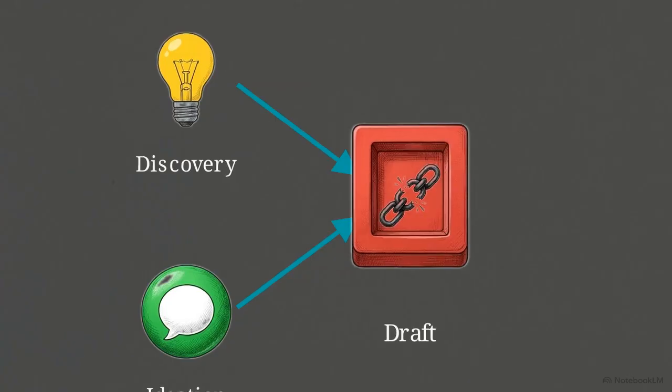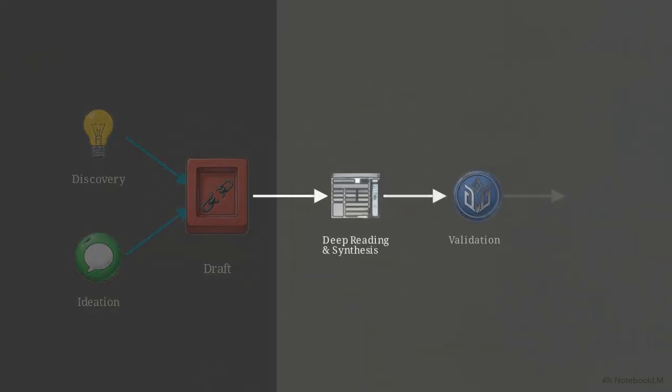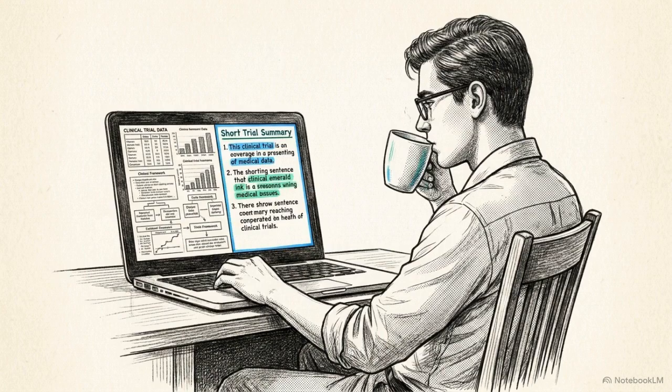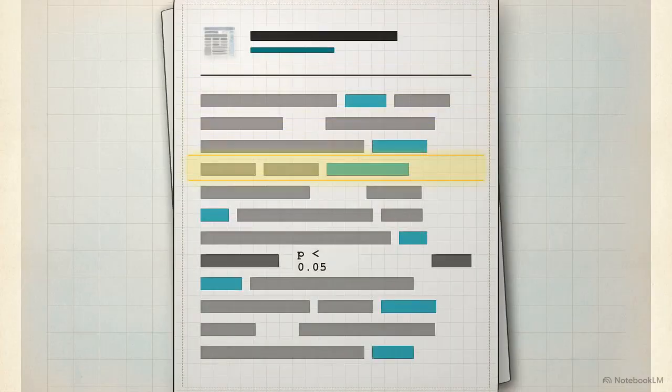Once we have our literature, we move to the third node, deep reading and synthesis. For this step, the list points us to Claude. It is optimized for long research papers, allowing it to digest multiple 50-page clinical trials simultaneously to extract core methodologies. But handing an AI a massive document and blindly trusting a one-page summary is dangerous. Claude requires highly specific prompting constraints.